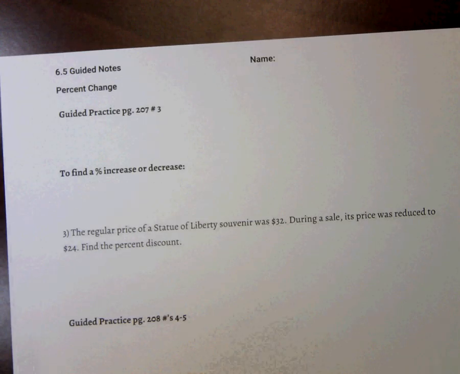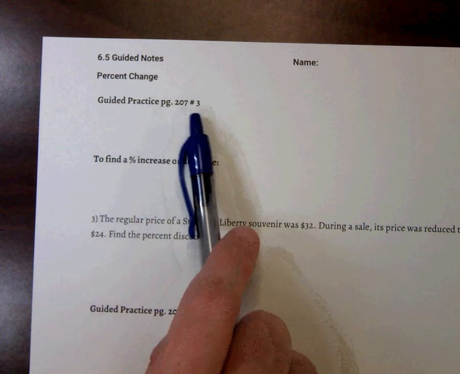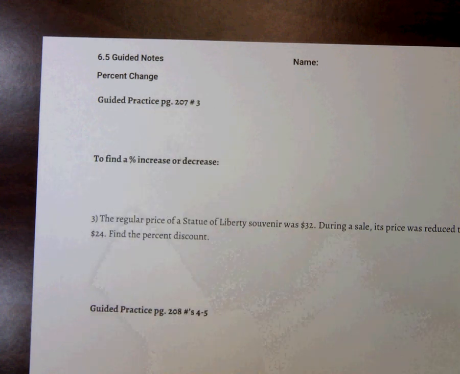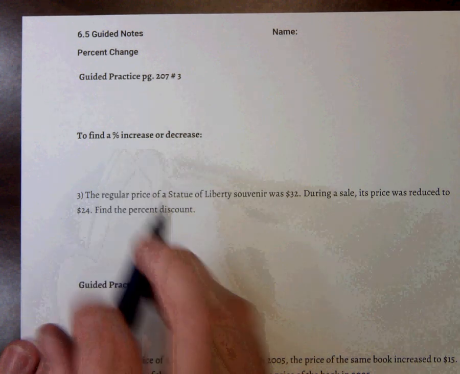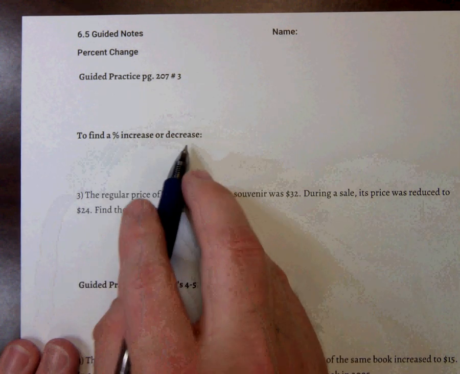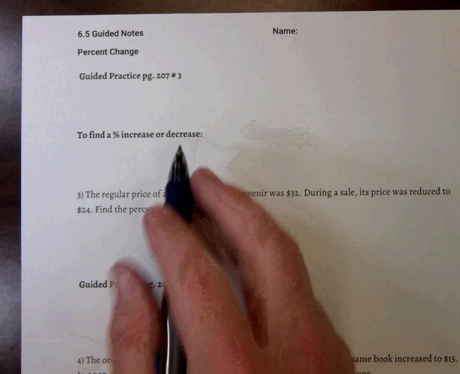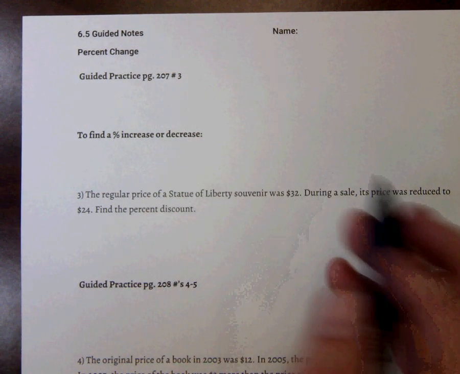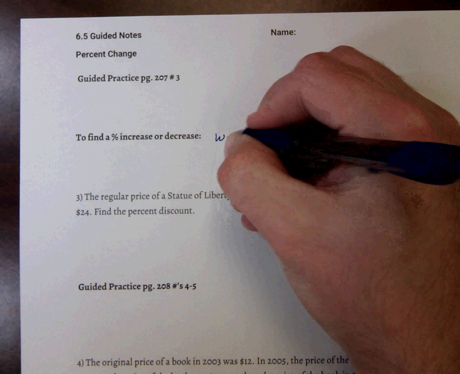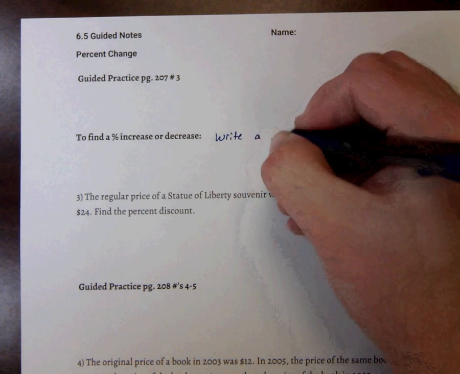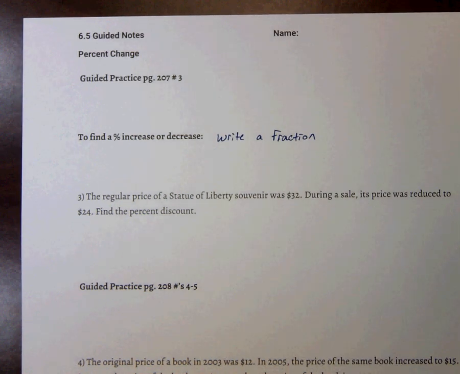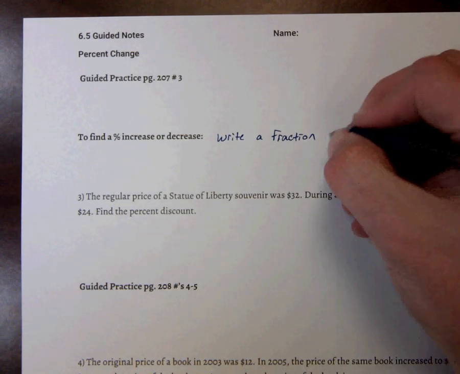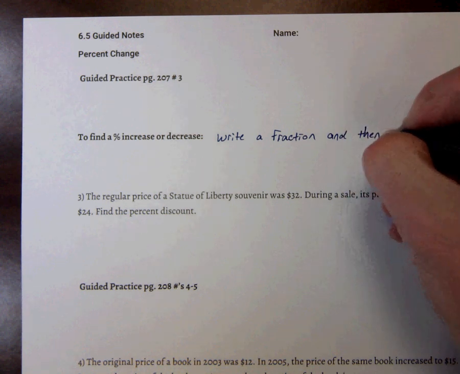Alright, next section. We're going to find percent increase or percent decrease. In order to do this, you will do two things. First, you will write a fraction, and then convert it to percent. How do you convert a fraction to a percent? You multiply by 100.